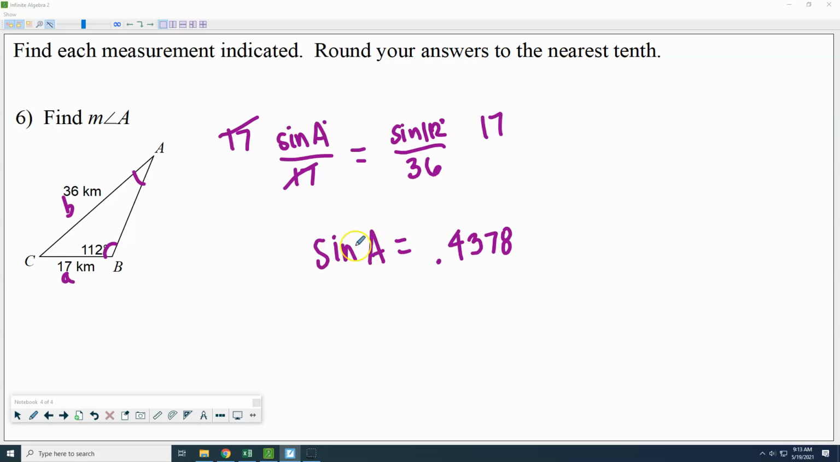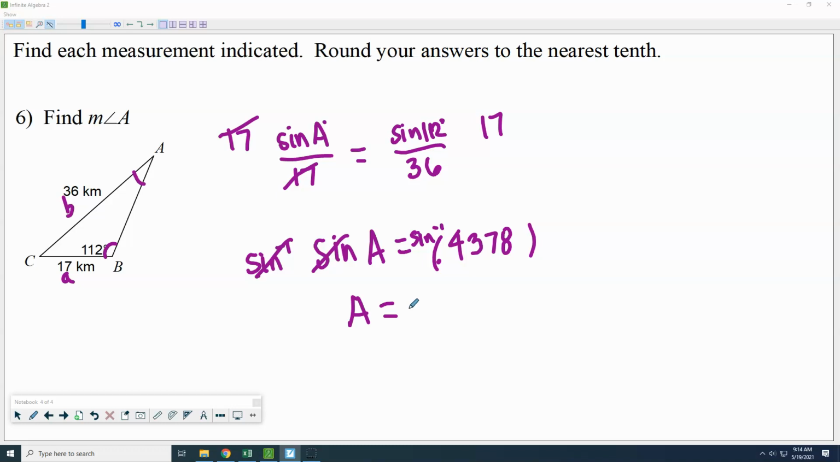So remember, in order to get A away from sine, I have to undo sine. I have to do the opposite operation of sine. And the opposite operation of sine is sine inverse. So if I take the sine inverse of this side, the sine will cancel out and I'm just left with A. But anything I do to one side of an equation, I have to do to the other. So I would also take the sine inverse of 0.4378. And that's going to give me what angle A is. So sine inverse, I'm just going to put this in my calculator really quickly, of 0.4378 is equal to 25.96.